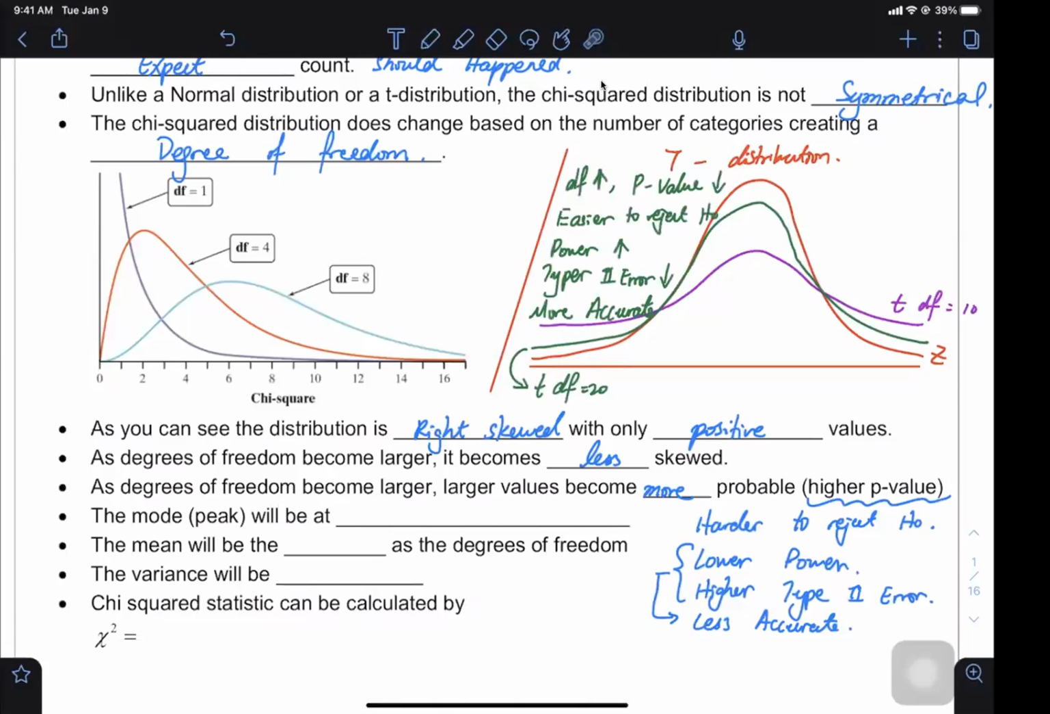So we can see these two distributions are opposite. For the t-distribution, if our degree of freedom is higher, that means it's more accurate. But for the chi distribution, if our degree of freedom is higher, that means less accurate.